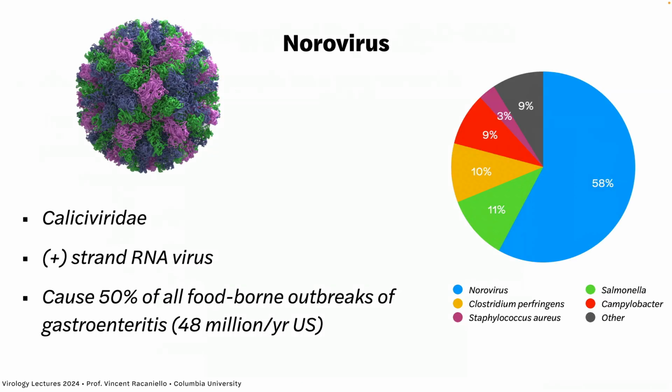And most gastroenteritis is caused by norovirus, a small positive sense RNA virus about the same size as poliovirus. Causes about half of all foodborne outbreaks of gastroenteritis in the US. That's 48 million cases. There's a pie chart showing different causes of gastroenteritis. And you can see 58% norovirus, and then a variety of bacteria, Clostridium, staph, Salmonella, Campylobacter, et cetera. So the bacteria really are a minor role, although together they make up a lot of gastroenteritis. So most of it is caused by norovirus.